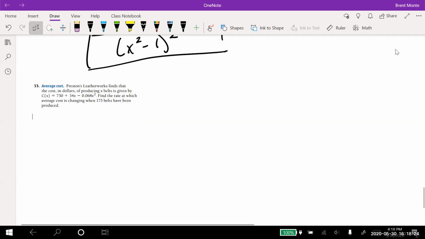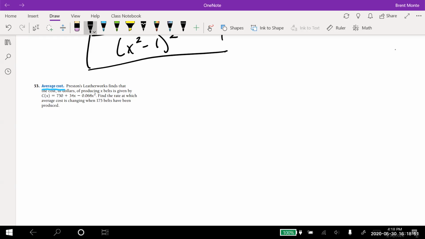It says average cost. Preston's Leatherworks finds that the cost in dollars of producing X belts is given by C of X equals 750 plus 34X minus 0.068X squared. Find the rate at which average cost is changing when 175 belts have been produced. Now, they're talking about something here. Average cost. We haven't talked about average cost yet.